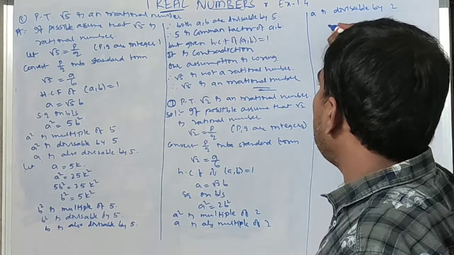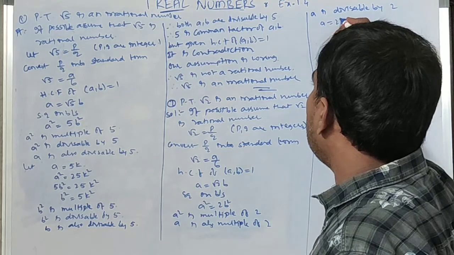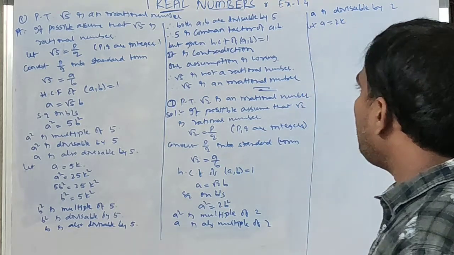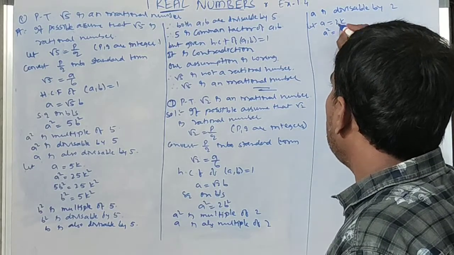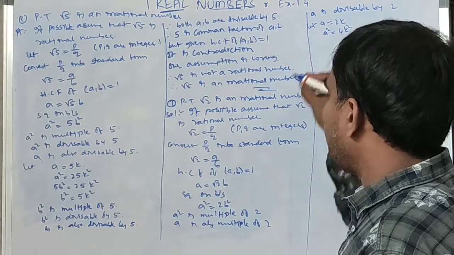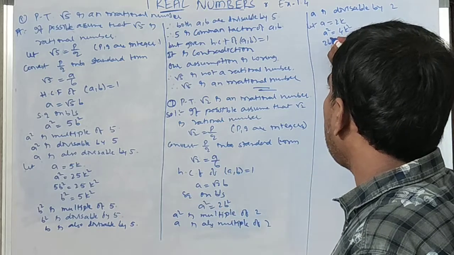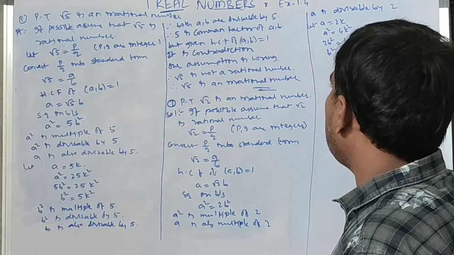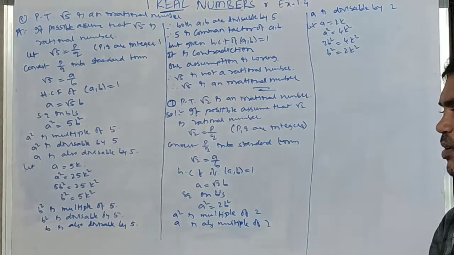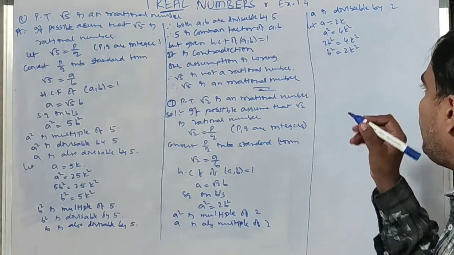So if a is divisible by 2, I can write a equal to 2k. Let us consider a equal to 2k. Again squaring on both sides, a square equal to 2 square into k square, which is 4k square. Since a square equals 2b square, 2b square equals 4k square. Cancel with 2: b square equal to 2k square. Similar to this one.